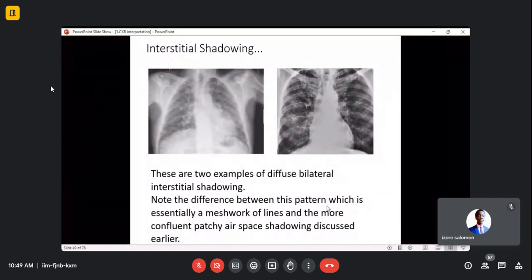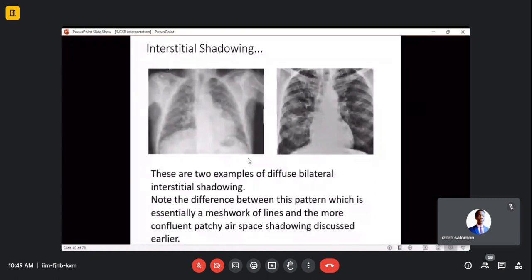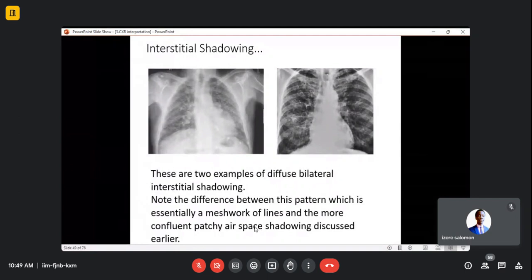In some processes, reticular opacities can be confluent and look like airspace opacities. It happens. They are confluent, even if they are interstitial opacities. But when they are confluent, they look now like irregular alveolar opacity. It happens. Okay, that's a very important message, by the way.